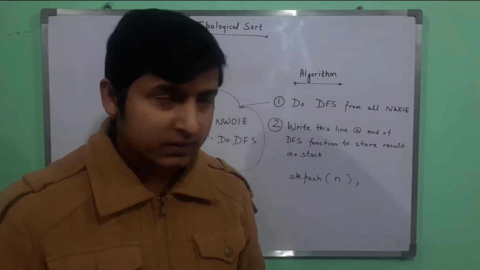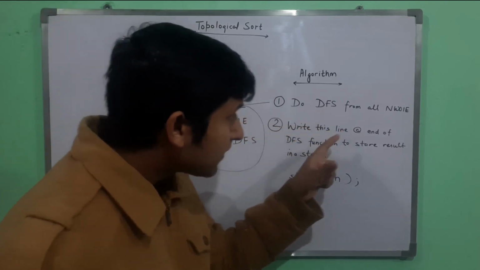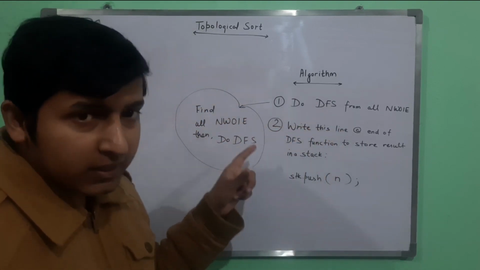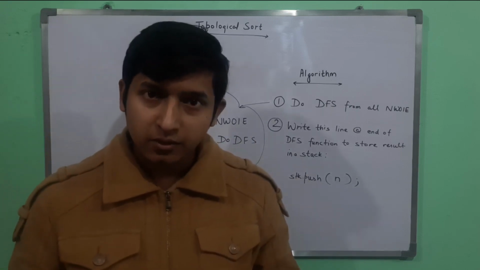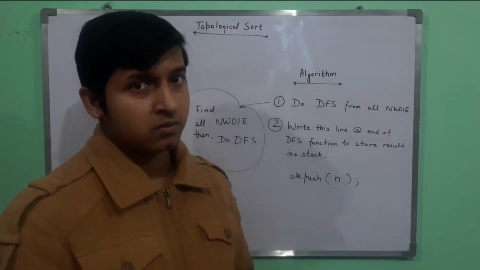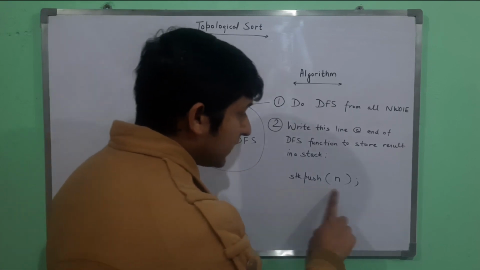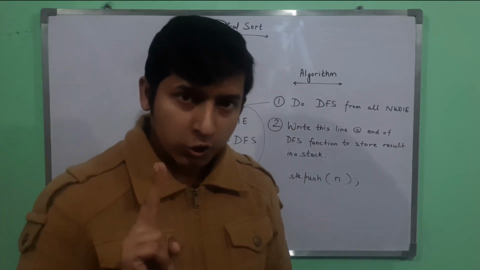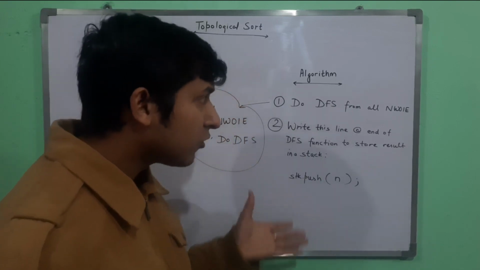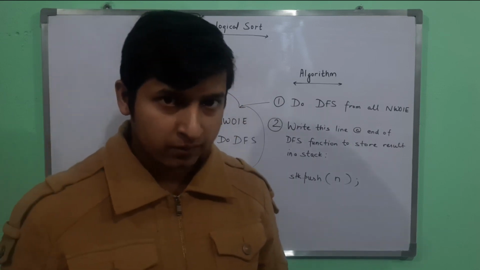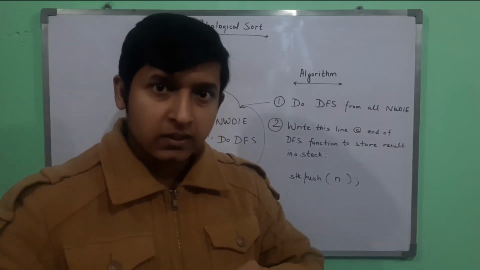I want you to repeat this. First, do DFS from all nodes without incoming edges. DFS from nodes without incoming edges. Then store the result in a stack. Okay, two simple lines for the complete algorithm for topological sort. If you can understand this, then let's move to the code part.